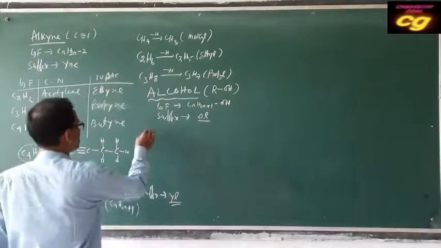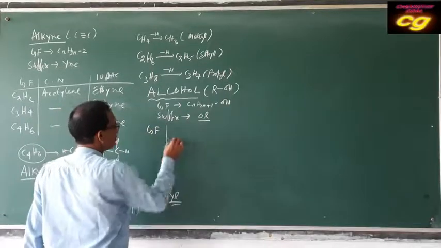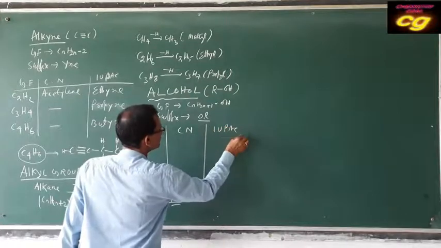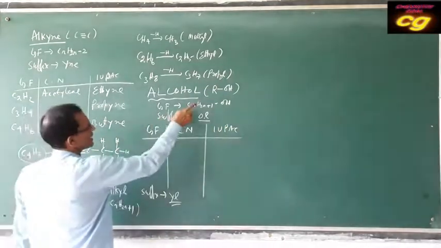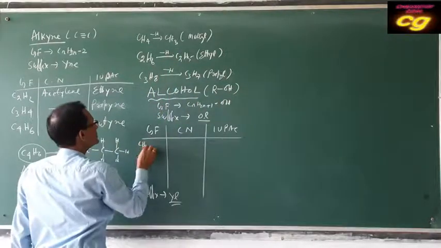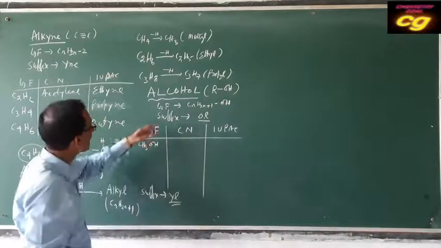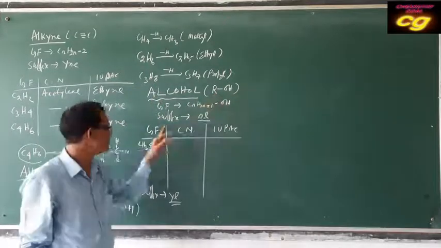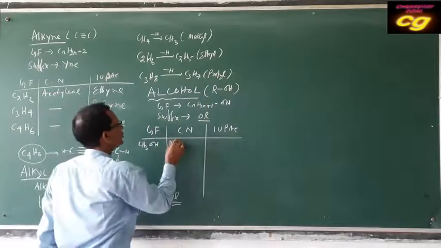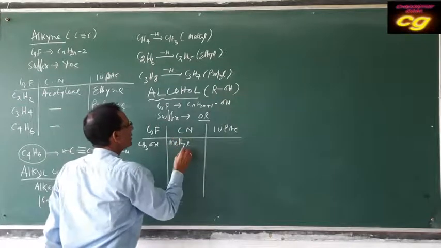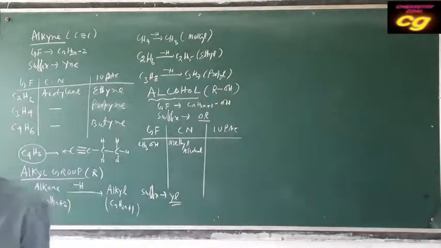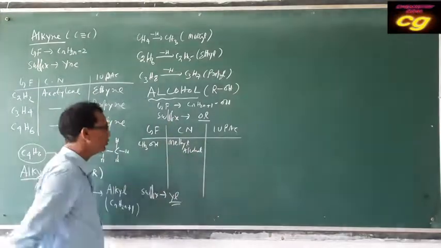So I can write the general formula, then common name, IUPAC name. Suppose you start from R. What is the first R? Methyl. So CH3OH. ROH is called alcohol. R means methyl, ethyl, propyl. So CH3OH is called methyl alcohol. The common name is methyl alcohol.